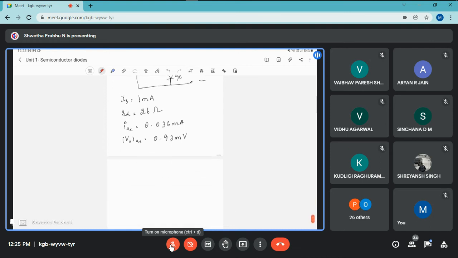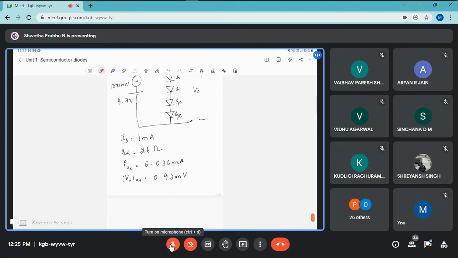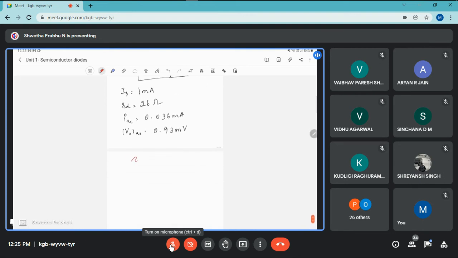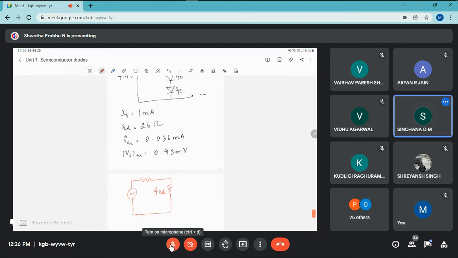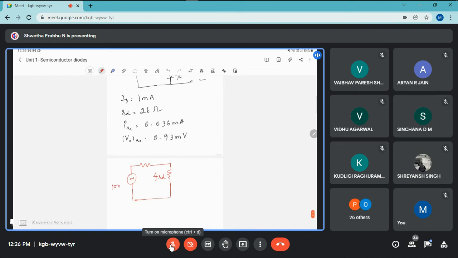Okay. Let me write an equivalent circuit with respect to the AC circuit. So in order to find IAC, we will consider only AC as the input and we will short DC. Correct, no? Here you have a resistor and all the 4 diodes will be replaced by dynamic resistance. I'll write this as 4 times RD. Is it fine? Yes, ma'am. Okay, directly I'll write it as 4 times RD.